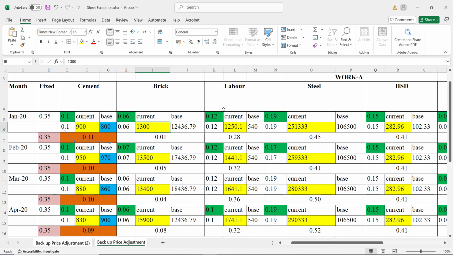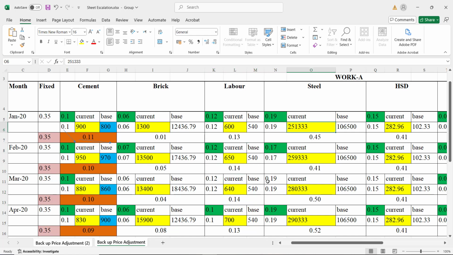It's very simple. Now the labor, 12% is the labor, suppose, and this is the base rate, suppose, and this rate is the current. So suppose this is 600, this is 650, suppose this is 640, suppose this is 700. So this is the current price. We have to choose this one.